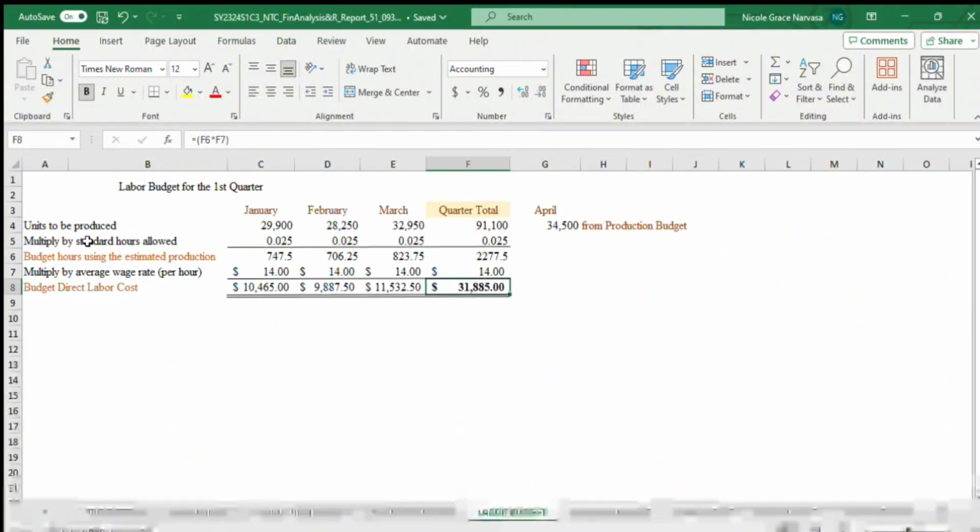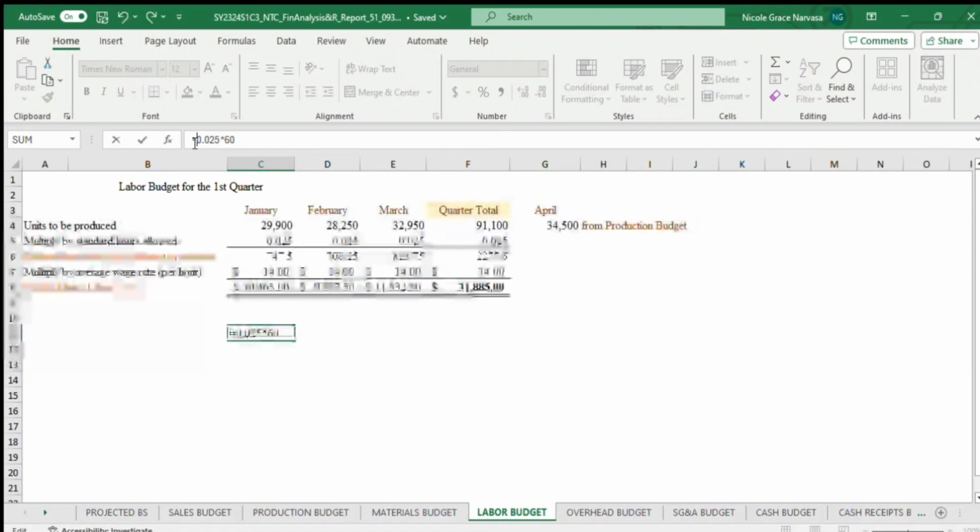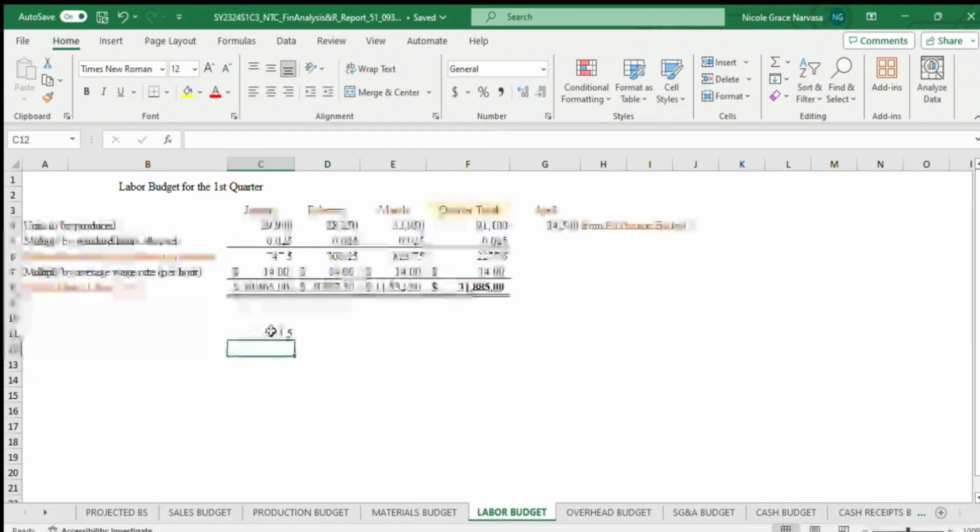So we still need the units to be produced from the production budget that was tackled earlier. We will be needing that to multiply it to the standard hours allowed, which is 0.025. So if we multiply 0.025 to 60, that will be 1.5 hours.